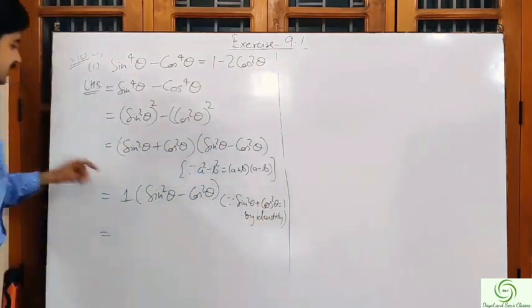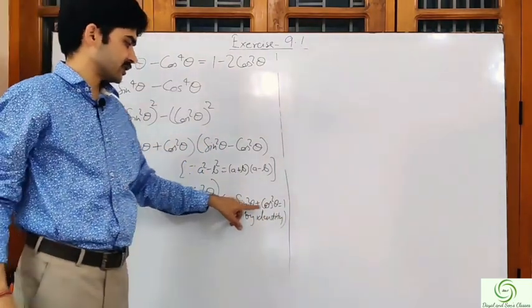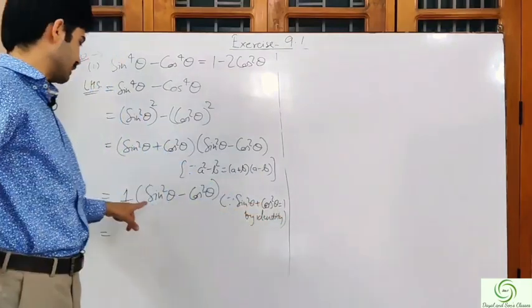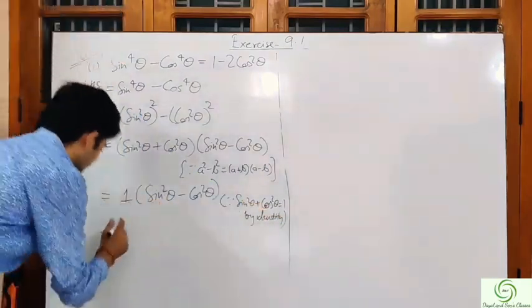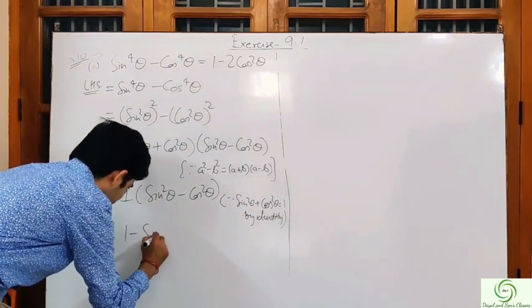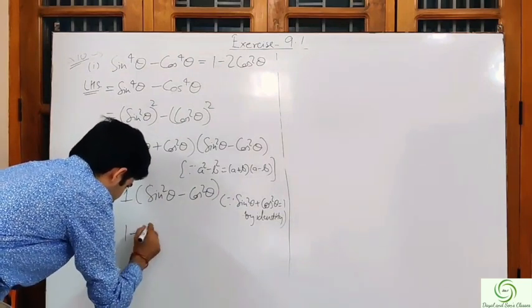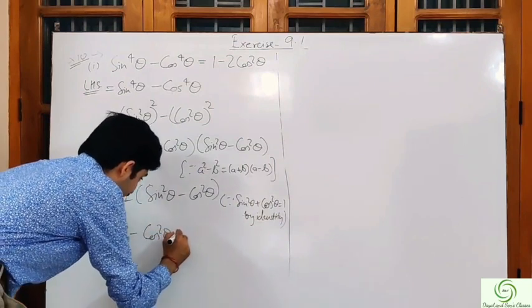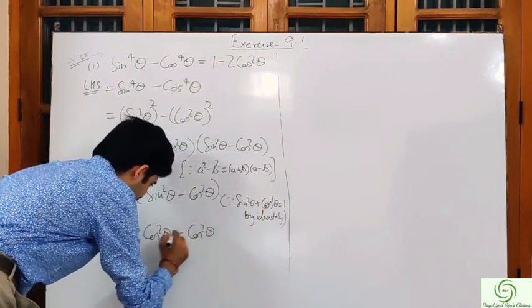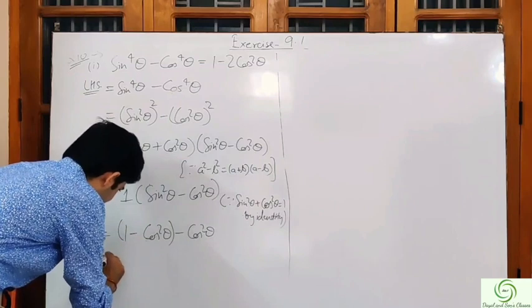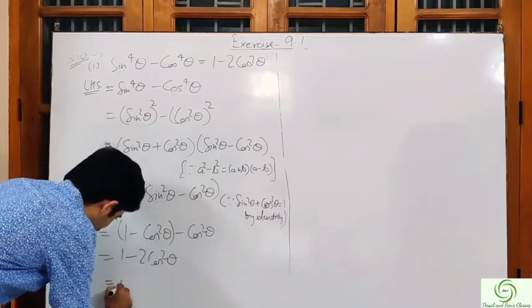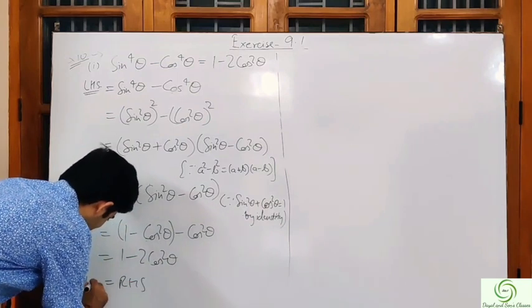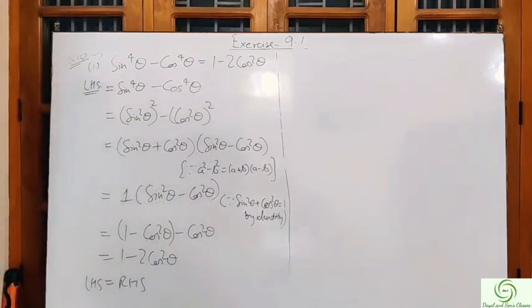Now in case of sin square theta we know sin square theta plus cos square theta is equal to 1. So in case of sin square theta what I can write is sin square theta equal to 1 minus cos square theta. So I replace this by 1 minus cos square theta minus cos square theta, which is equal to 1 minus 2 cos square theta, that is equal to RHS. Hence LHS is equal to RHS.